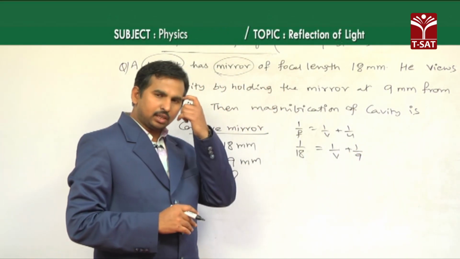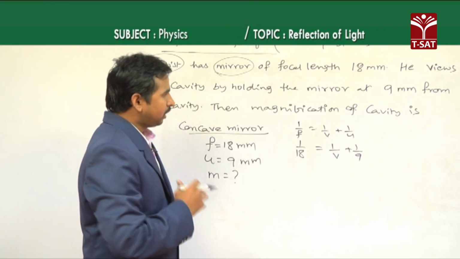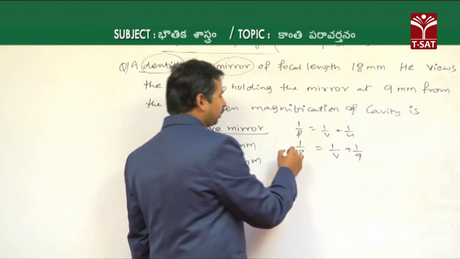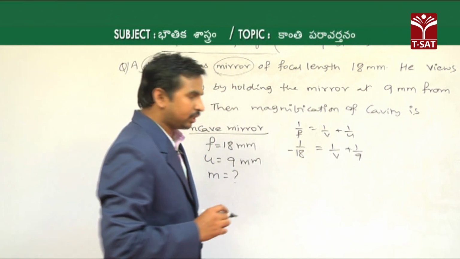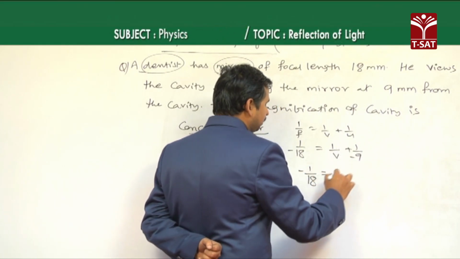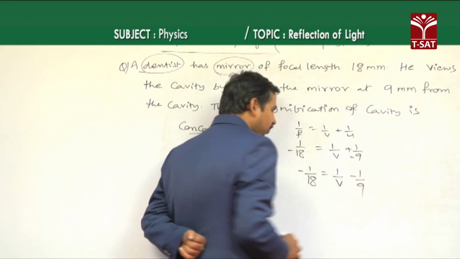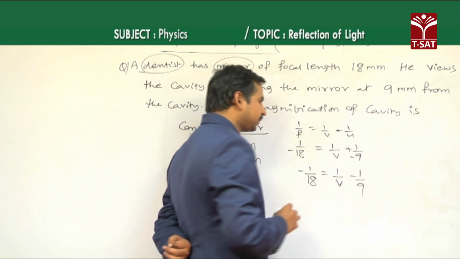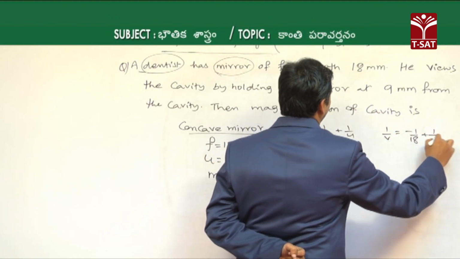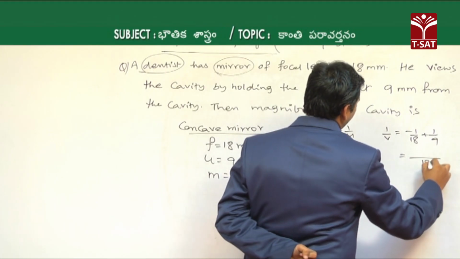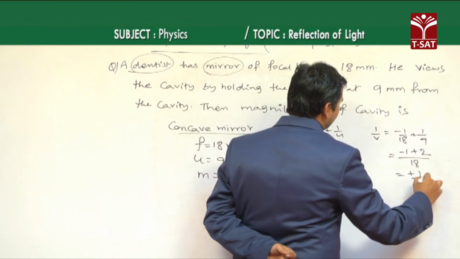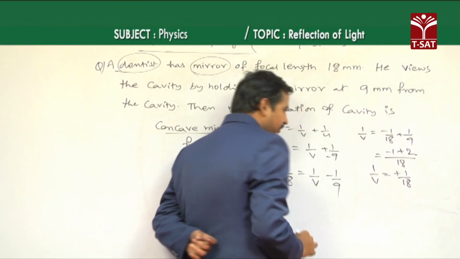Now, if you apply the sign convention here, the focal length of a concave mirror is negative, and the object distance is also negative. Then minus 1 by 18 is equal to 1 by v minus 1 by 9. Then if you bring that minus 1 to this side, 1 by v becomes minus 1 by 18 plus 1 by 9. If you take LCM 18, then you will get minus 1 plus 2, which is plus 1 by 18. This is the 1 by v value.